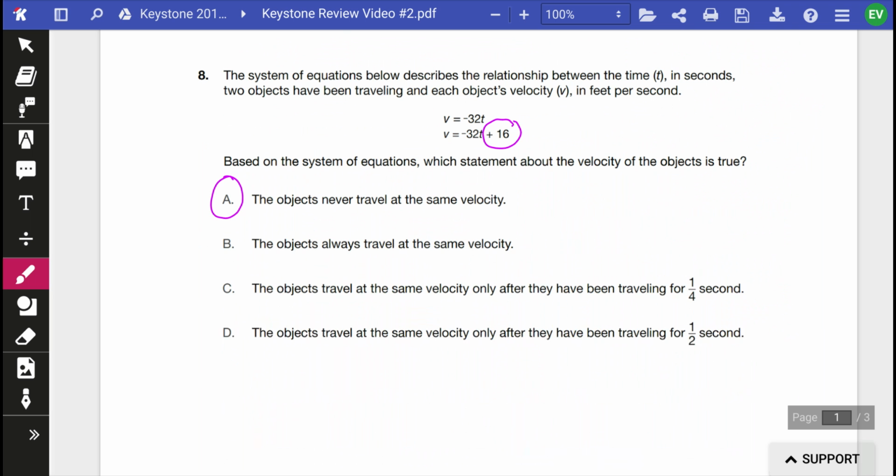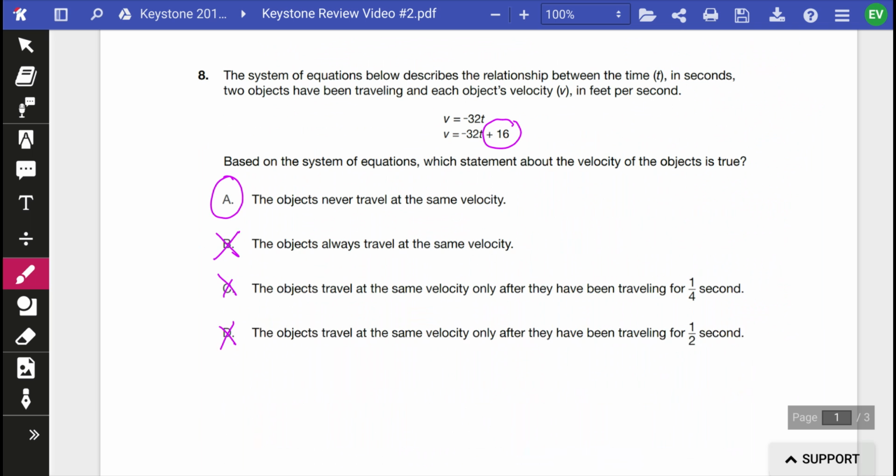B can't be right because of that plus 16. And if you look at C and D, you could substitute some value in like 1 second or 5 seconds or whatever, and you could see that neither one of those would be correct either. And it's all because of that plus 16 in that second equation. I hope that makes sense.